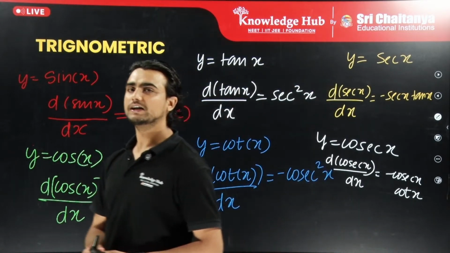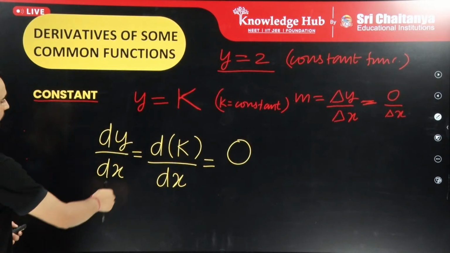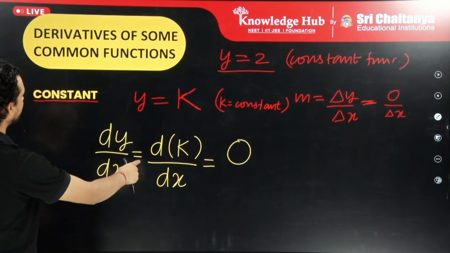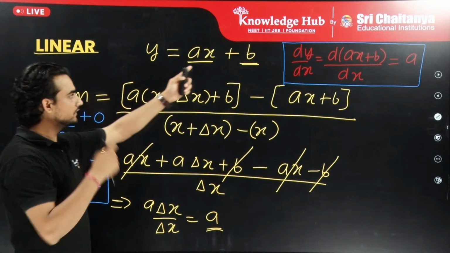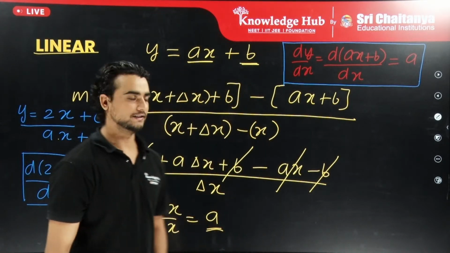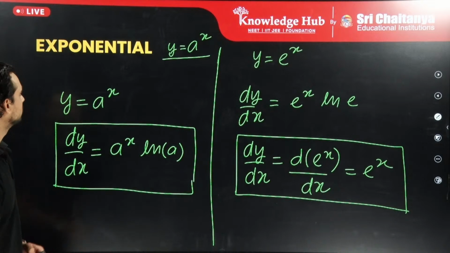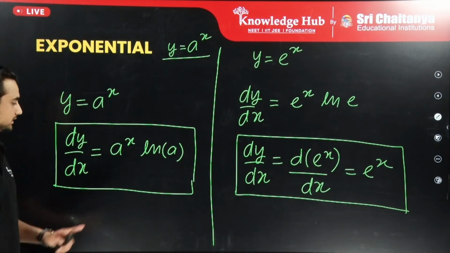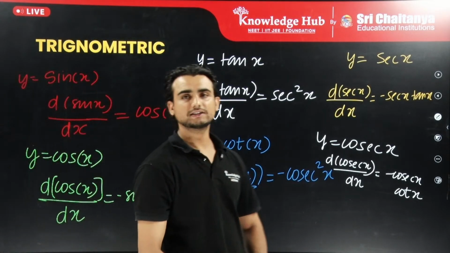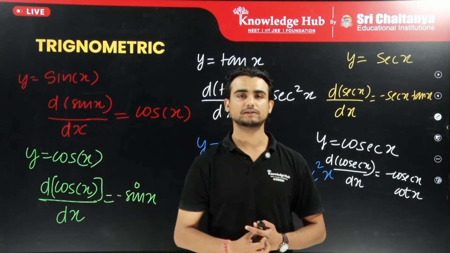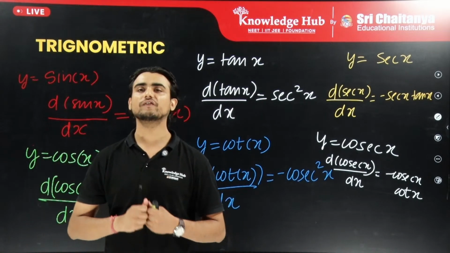And all these formulas which I wrote here, let's count the formulas. First was my constant function, whose differentiation is 0. For a linear function of the form y equals ax plus b, the differentiation is a. This is the power formula, my third formula. This is my exponential formula, that is my fourth. This is my fifth formula, and 6 trigonometric formulas here, that is a total of 11 formulas you have to remember. If you remember these 11 formulas, you can easily do differentiation of any function.